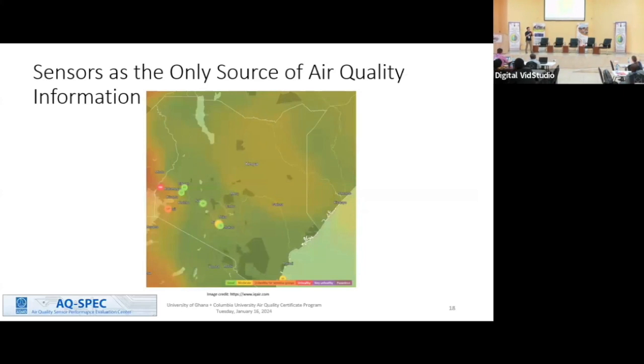And in some places, low-cost sensors might be the only source of your air quality information. And that's okay. There are ways to address that and get around some of the issues of only having sensors as the source of monitoring.